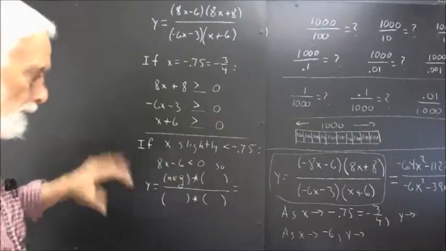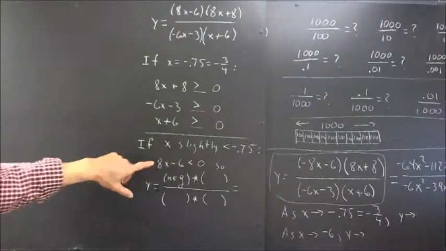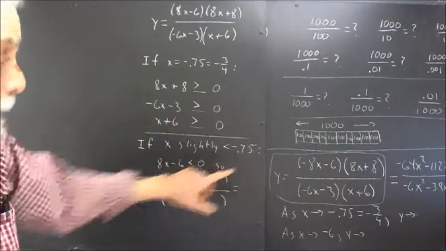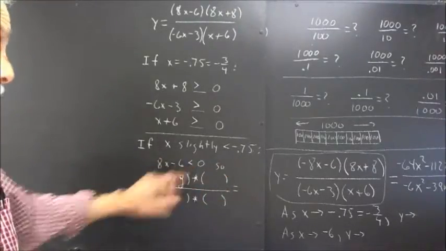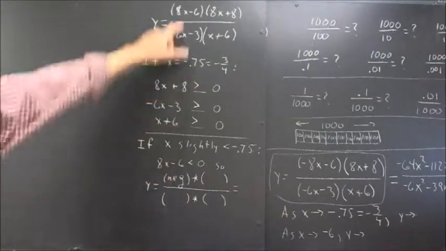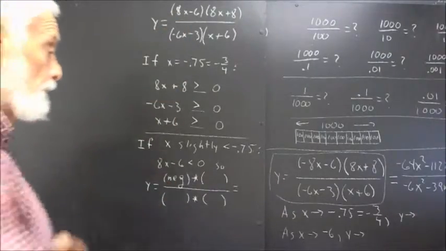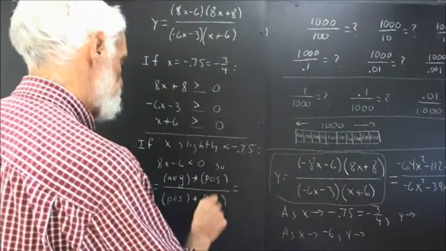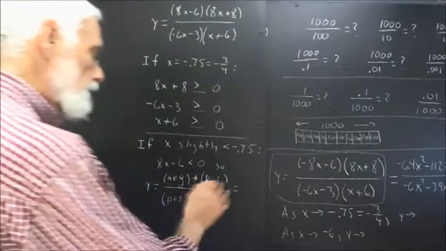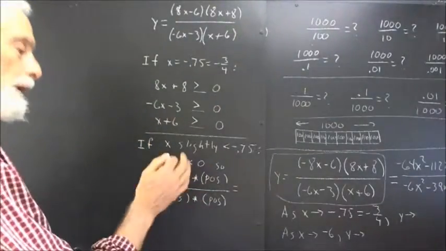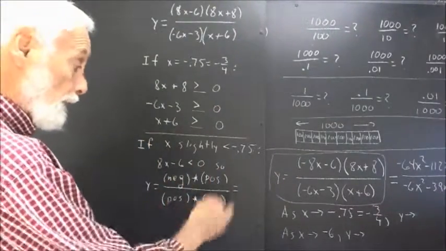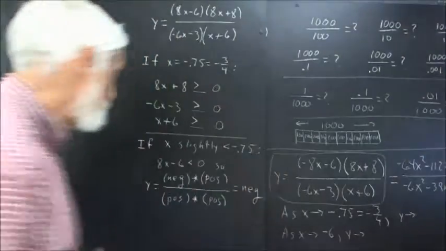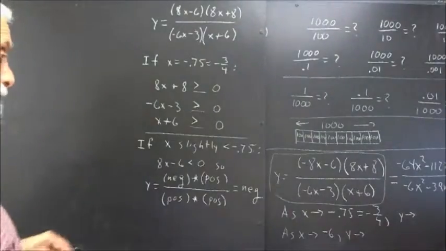Well, let's not worry about that. I'd have to write that out to make sense of it for you. In any case, you can verify that if x is a little less than negative 0.75, this is going to be less than 0, which means this first term is going to be negative. All the other terms are going to be positive. So negative times a positive divided by a positive divided by a positive, we end up with y is negative.